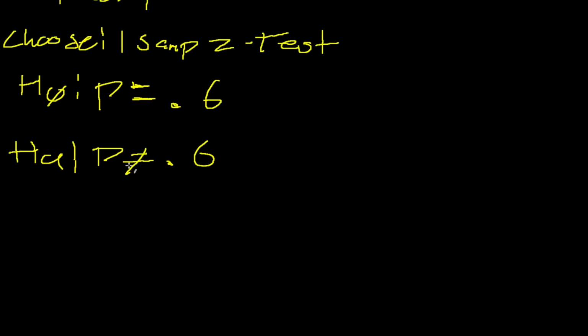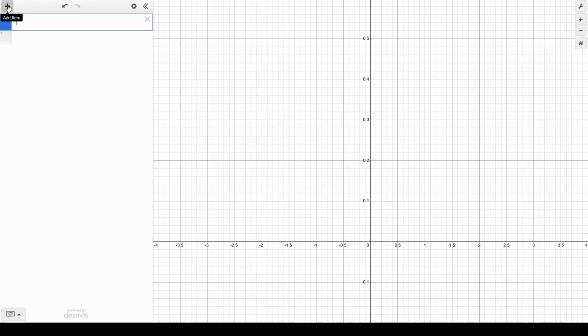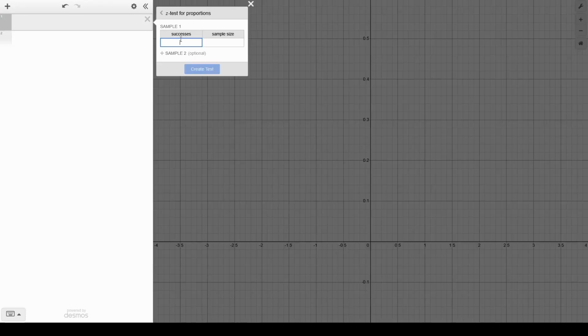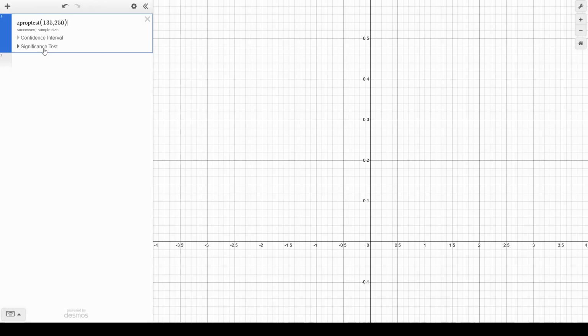We are going to go over to Desmos, go to the addition sign, Inference, and we're going to want to use a z-test for proportions. Our successes from the original problem were 135 successes out of 250 people. So here we have a significance test. For our null hypothesis, we're going to input that 0.6, and we are going to use a two-tailed test. This means that we're going to find the probability that it's greater than 0.6 and less than. Our z-score is equal to 1.936, and the p-value is equal to 0.053.